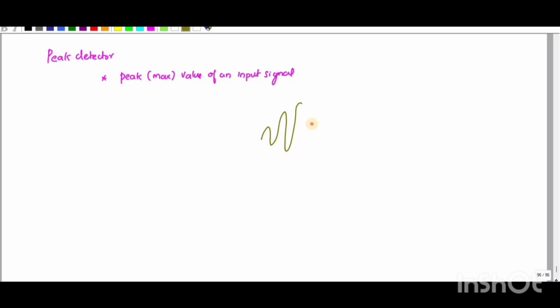So if this is my input signal, it has to detect the peak. This is your first peak, and after that, it has to detect the second peak, then the third peak, then it has to hold that value, then it has to detect the final peak, then it has to hold the value.